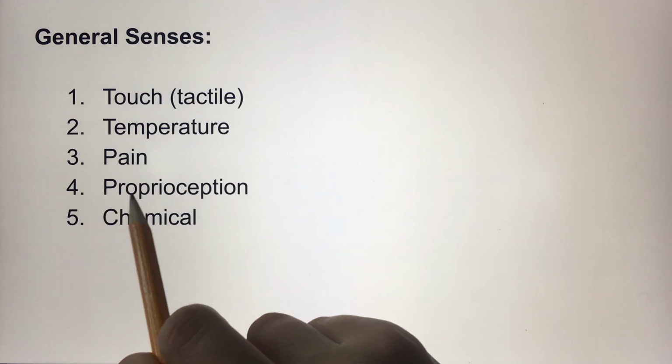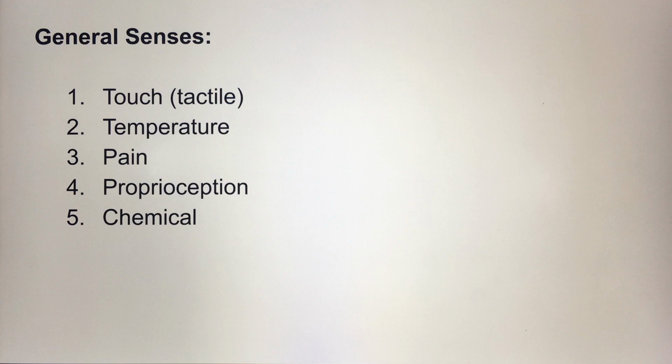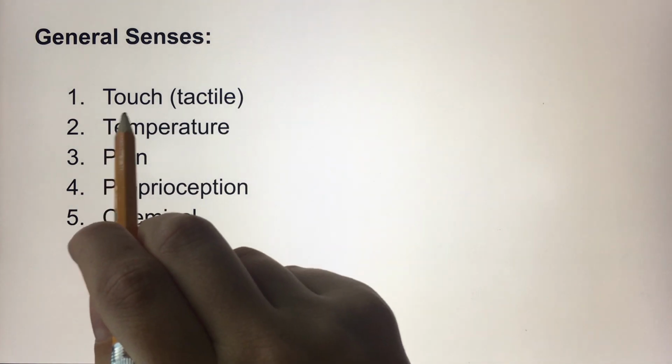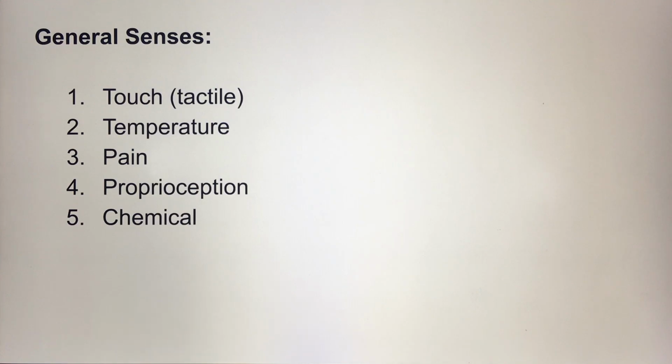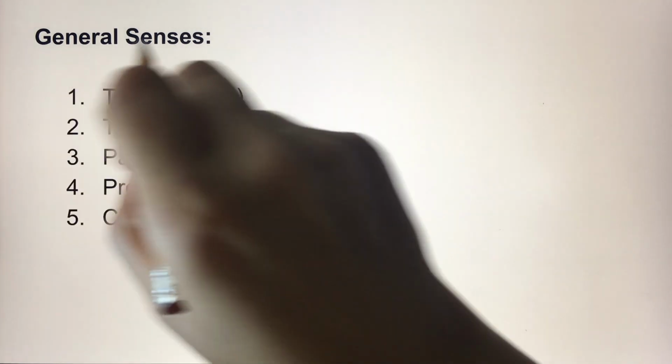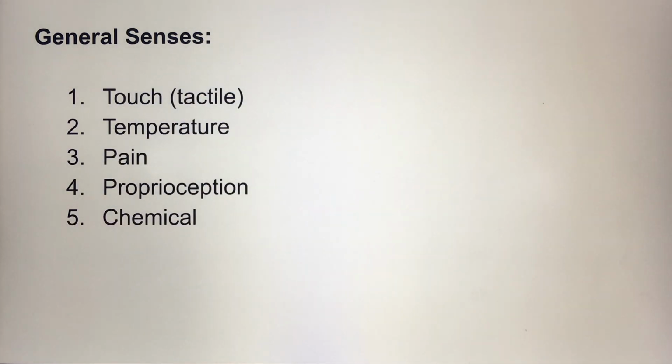The next general sense is called proprioception, and proprioception is the awareness of our body in space. It could be provided to us by many different senses. It can be provided to us through touch, through vision, through special structures inside of our ears, and even hearing itself. But when it comes to general proprioception, it is felt mostly inside of our muscles and joints.